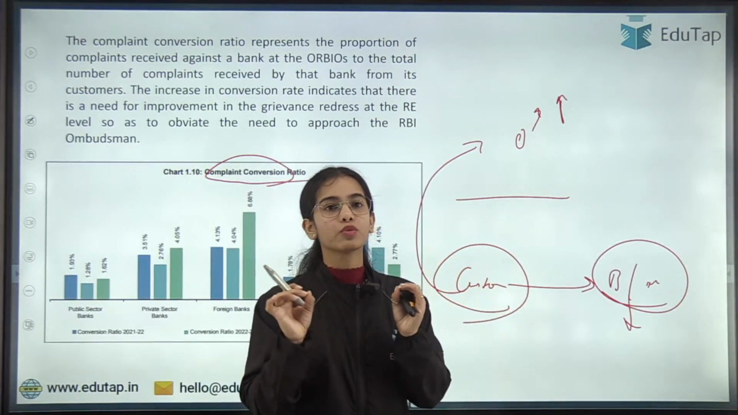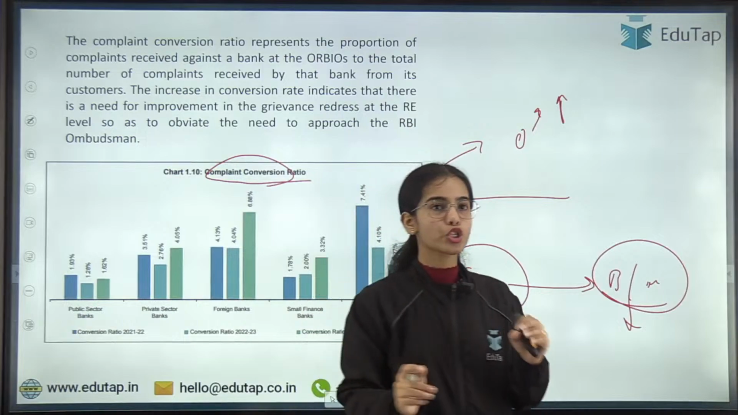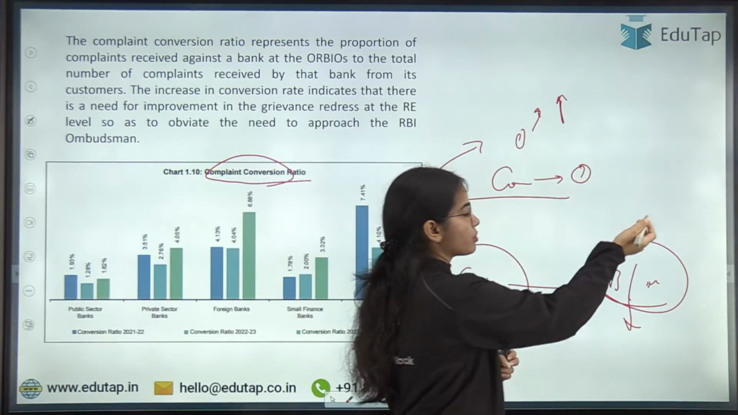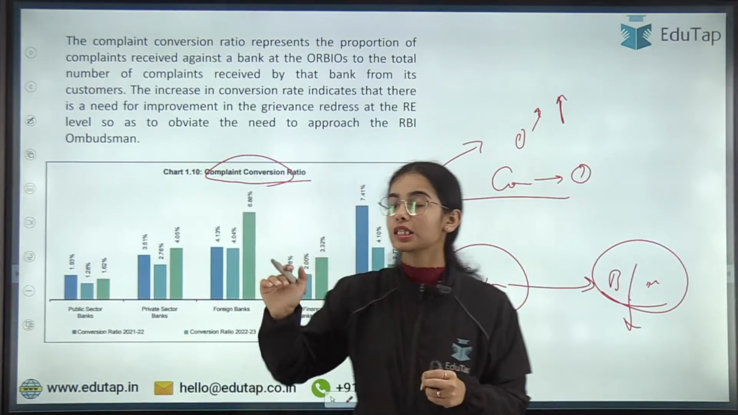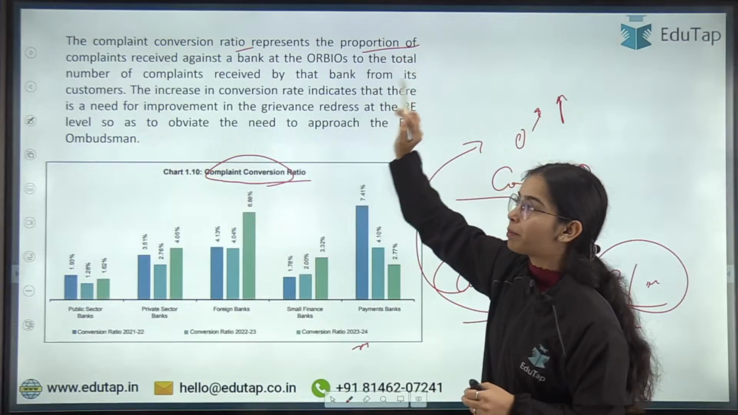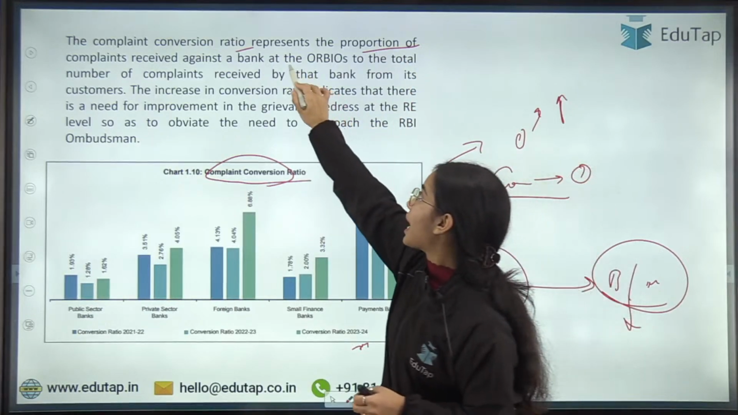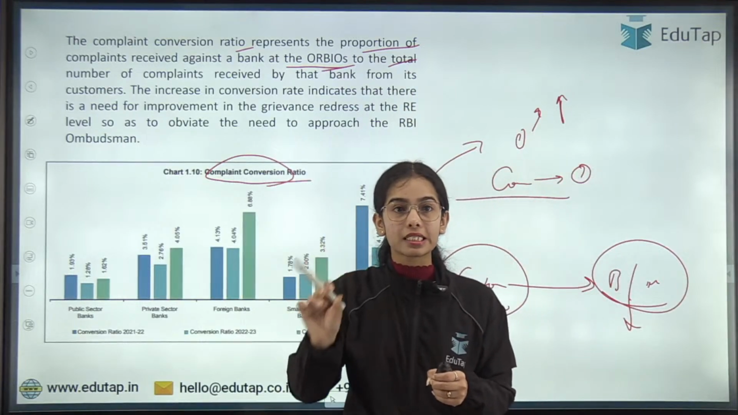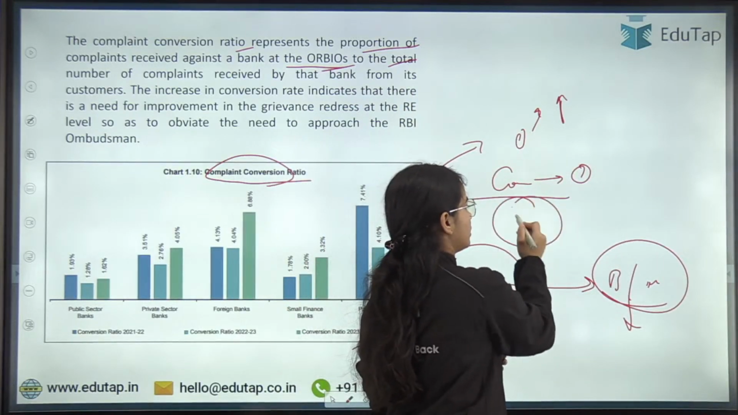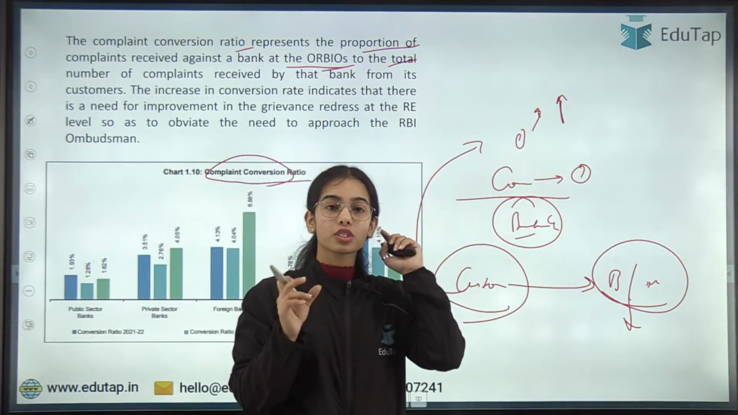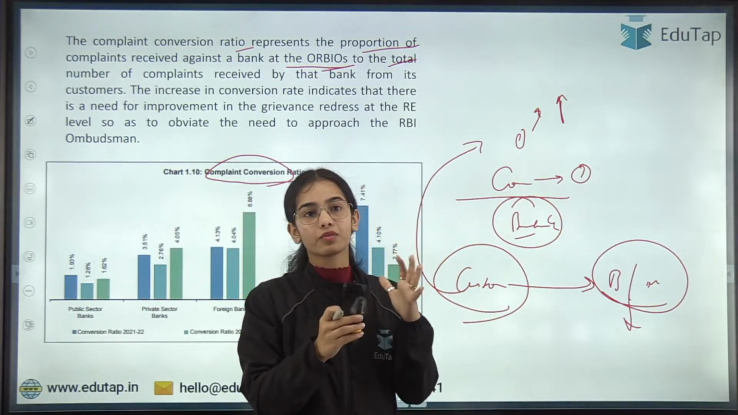So the complaint conversion ratio represents the proportion of complaints received against the bank at the offices of the Ombudsman to the total number of complaints received by the bank group. Okay, so this is the idea. So this is the complaint conversion ratio.